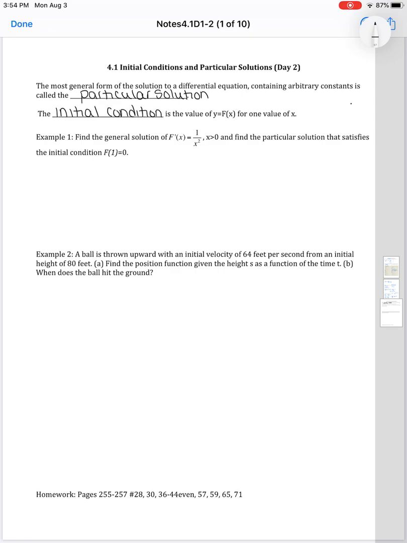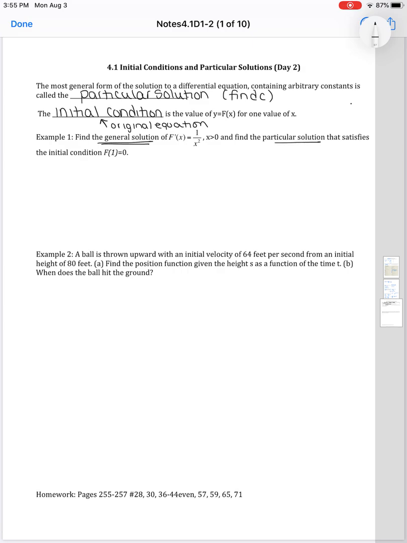Particular solution. The initial condition is the value of y equals f of x for one value of x. So if you are asked to get the particular solution, that is basically you are finding C. So think of it that way. You're finding C. If you're asked to get the initial condition, that's the original equation. And typically you're asked to get both of them in the questions.